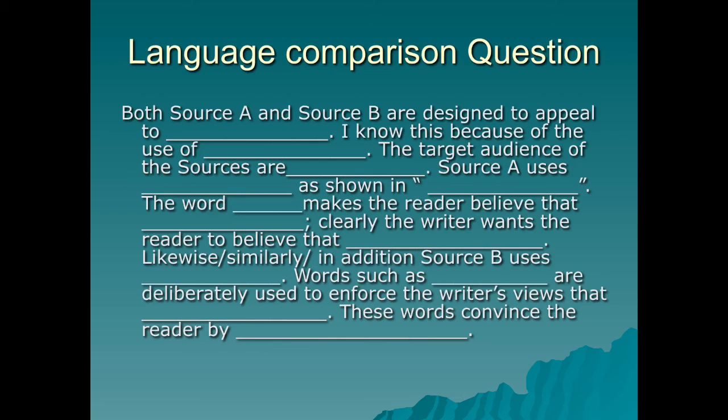And of course, we need to compare. So you see your comparative connective follows, and you could use likewise, similarly, in addition, source B uses, and you're going to talk about what are some of the things they use in order to support the point you made. Words such as, that would be evidence, are deliberately used to enforce the writer's views that. What is the writer's view in source A? You really need to be clear and definitive about that and put that in your response. These words convince the reader by. And then you could also add your reader effect.